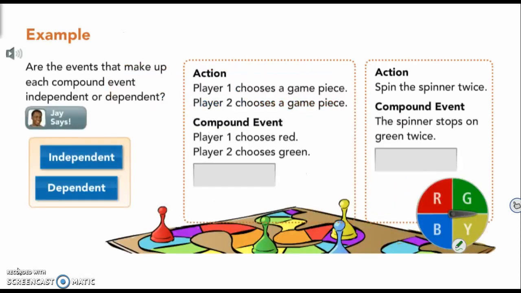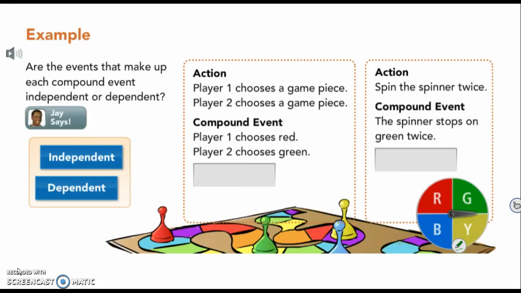Let's see if we can figure out the difference between independent and dependent events. Are the events that make up each compound event independent or dependent? For the first one, the action, player 1 chooses 1 game piece, then player 2 chooses 1 game piece. The compound event, player 1 chooses red, player 2 chooses green. Is this independent or dependent? For our second example, spin the spinner, it stops on green twice. Is this independent or dependent?